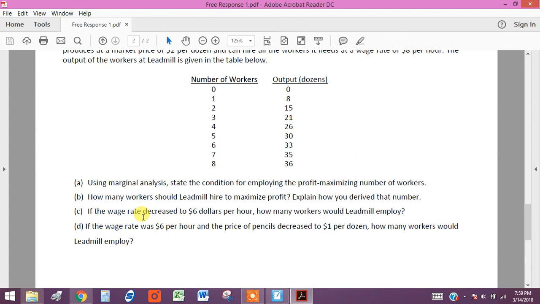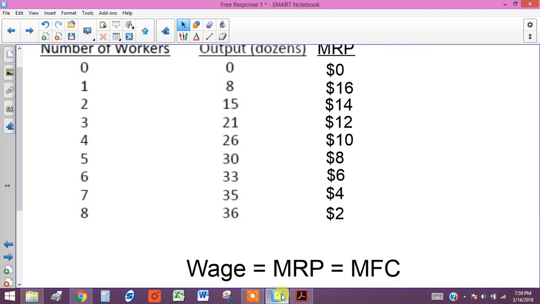Okay, so now part C. What if the wage rate went down? Well, if the wage rate in the market dropped, then intuitively you know that the firm is going to hire less workers because they're having to pay them less. So if the wage was lower to $6 an hour, you simply look.